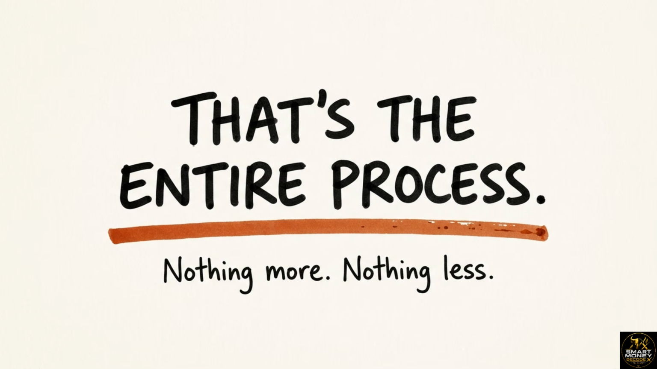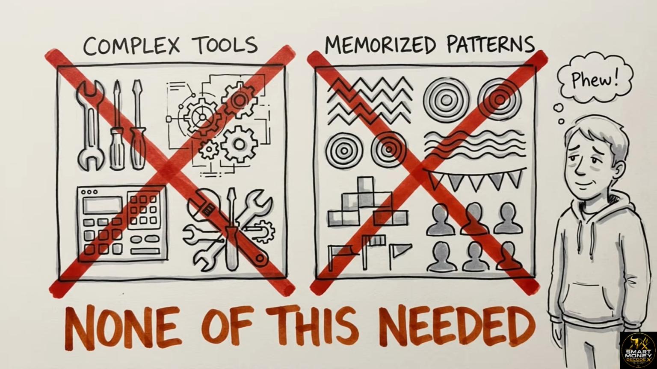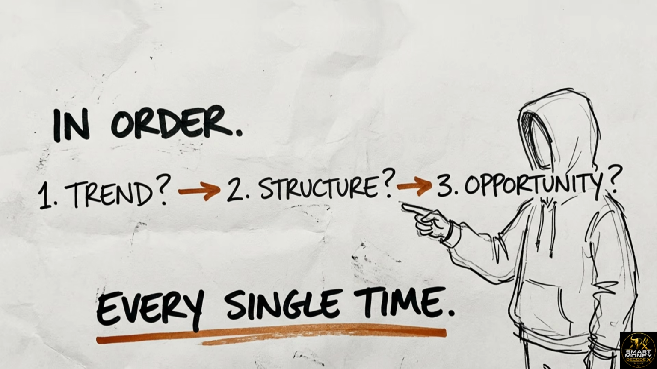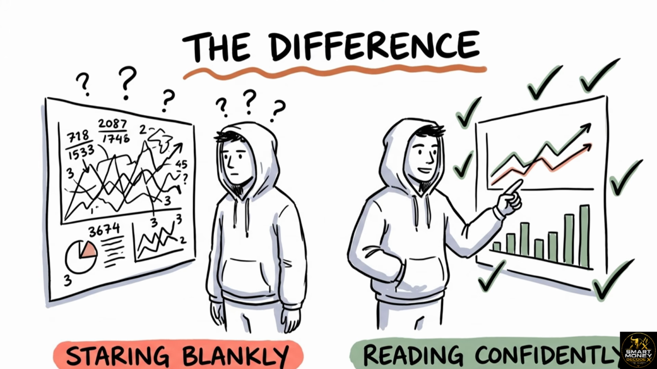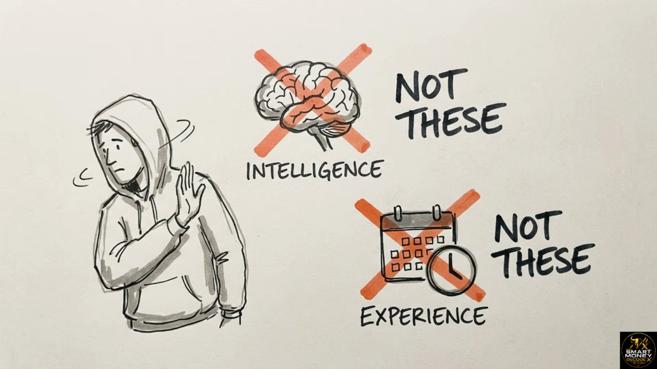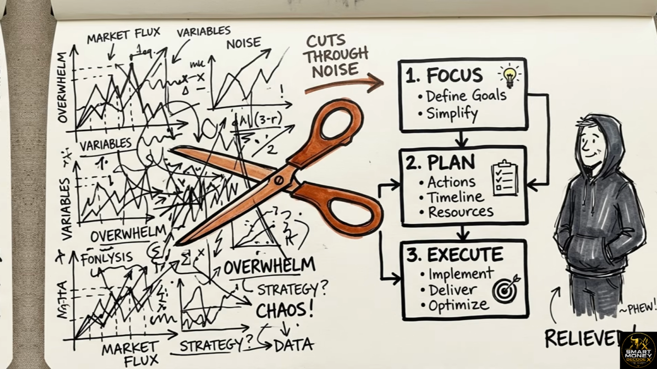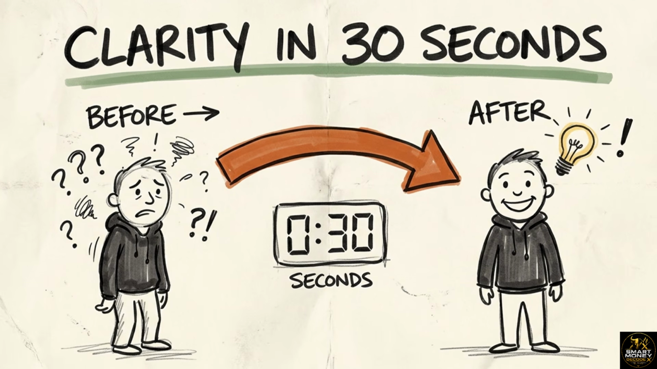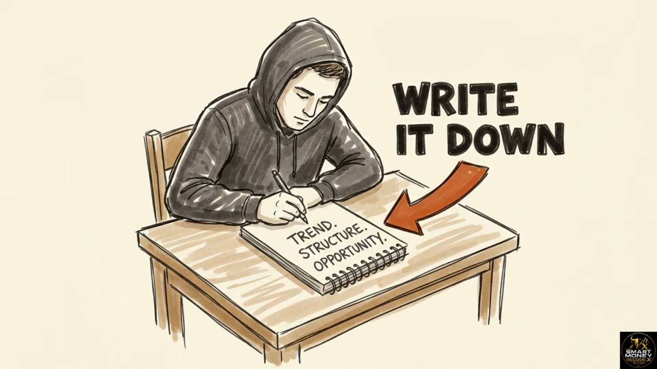That's the entire process. No indicators needed in step 1 through 3. No complex tools, no memorized patterns, just 3 questions answered in order every single time. Here's what separates traders who read charts confidently from traders who stare at them blankly. It's not intelligence. It's not experience. It's having a process, a repeatable, ordered, 3-step process that cuts through the noise and gives you clarity in 30 seconds. Trend, structure, opportunity.